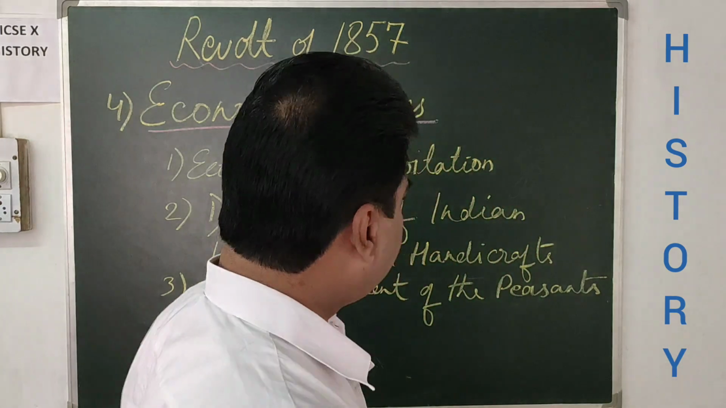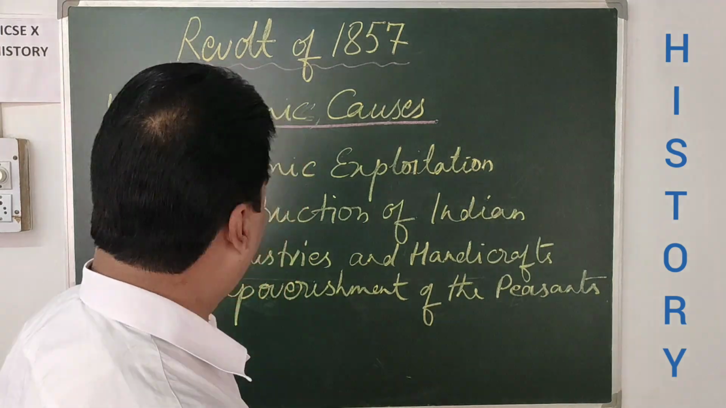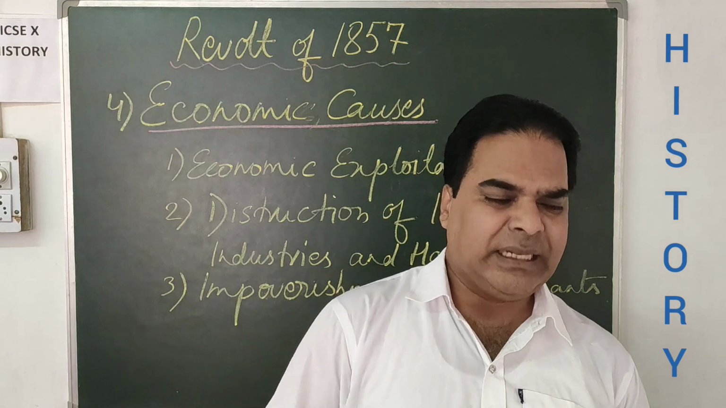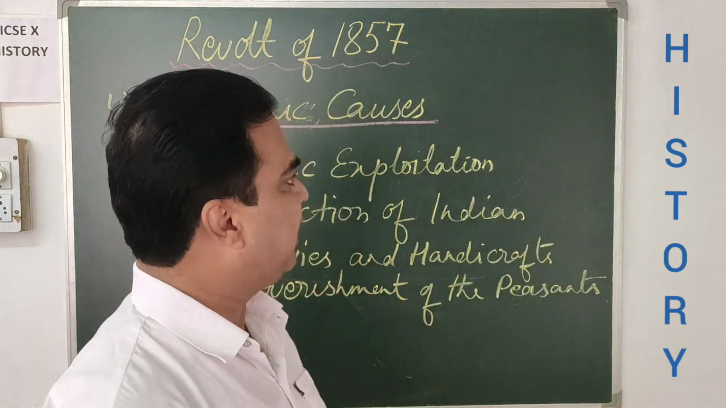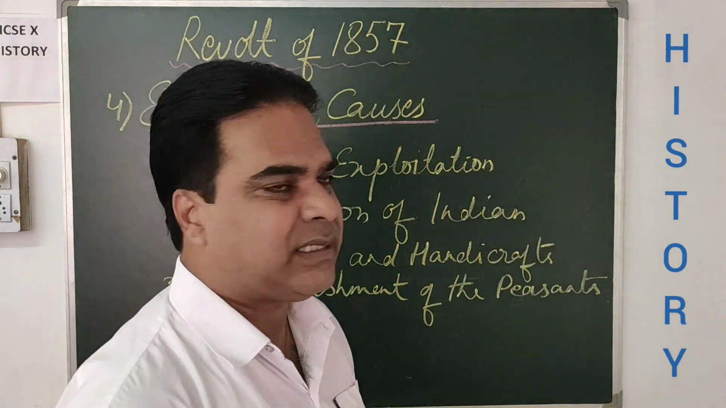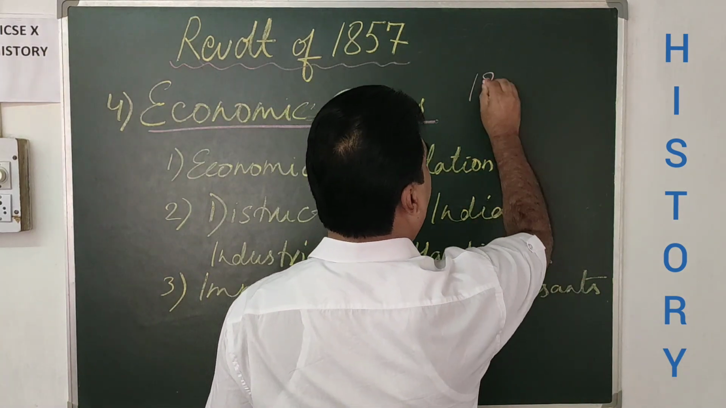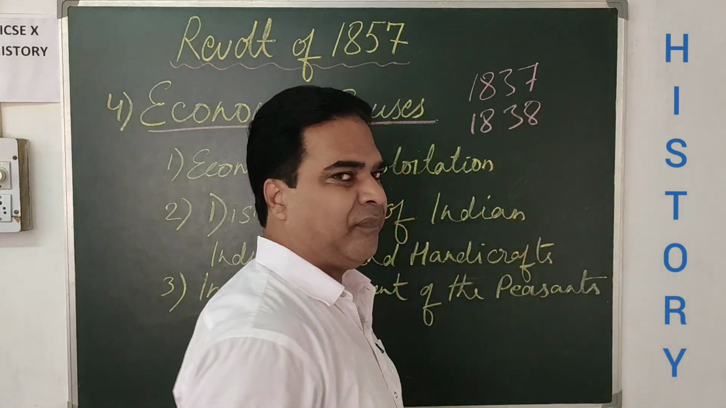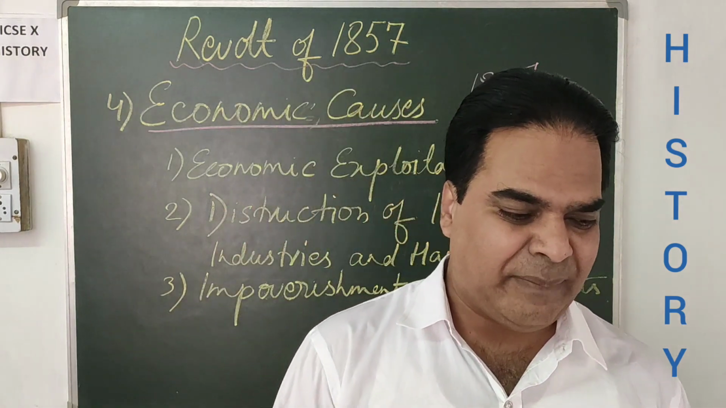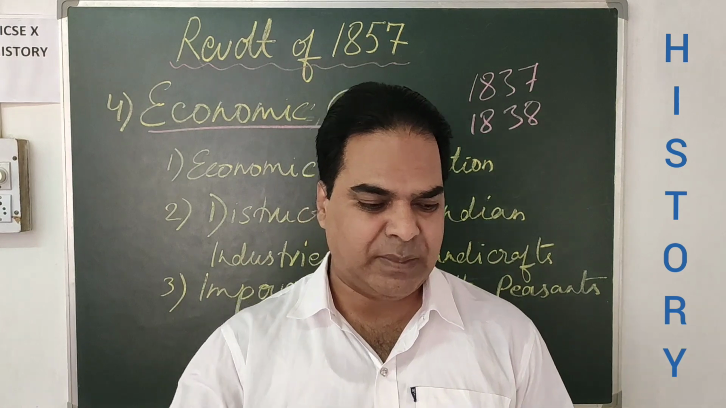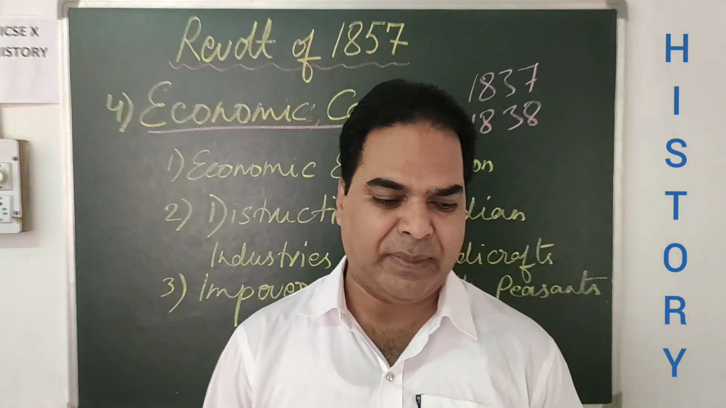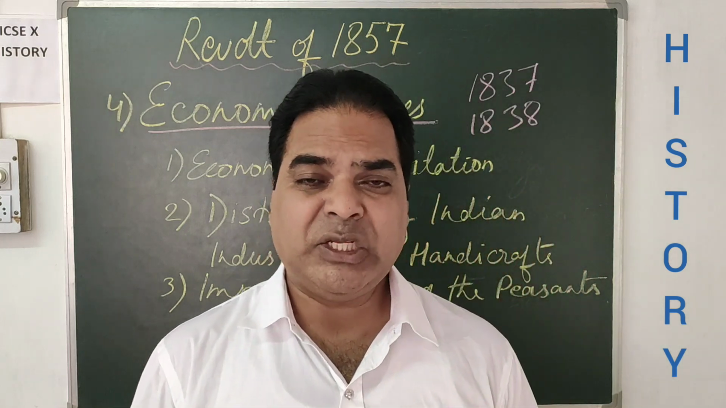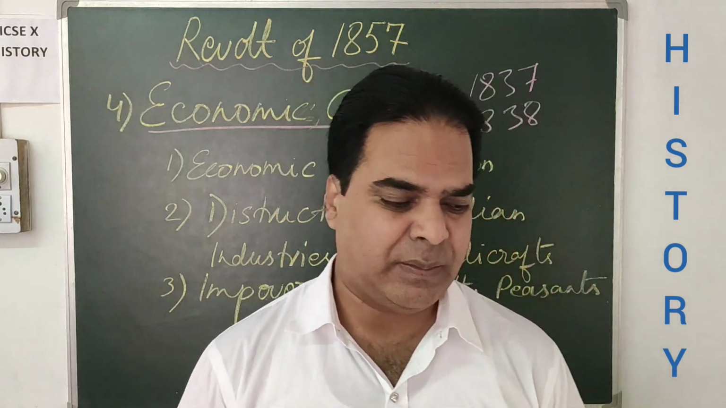And then the next one more. Let me tell you, in 1837 and 1838, there was a terrible famine, and due to the famine there was a lot of crisis in the country. So the condition of the people became more and more miserable.